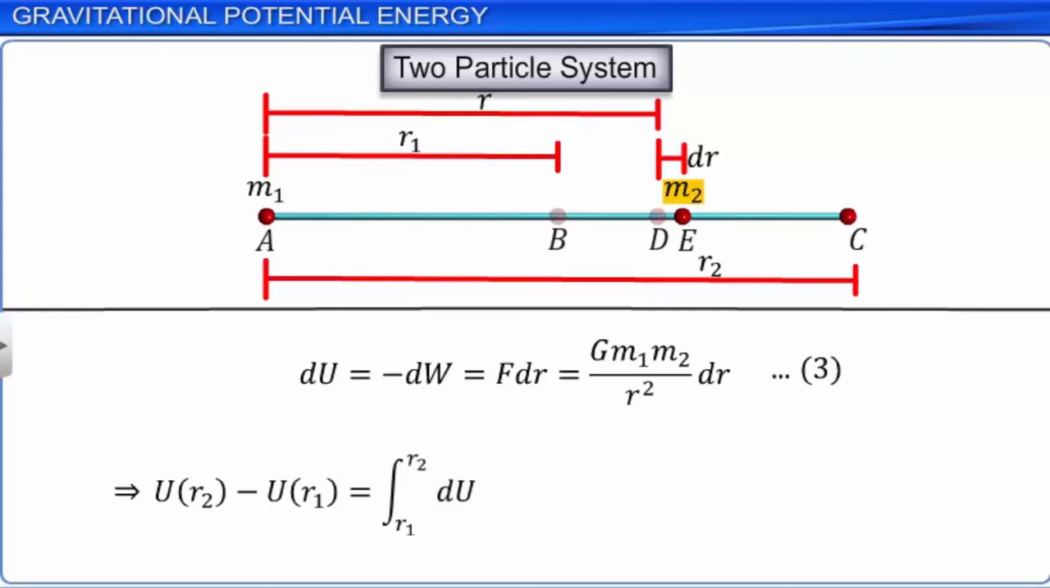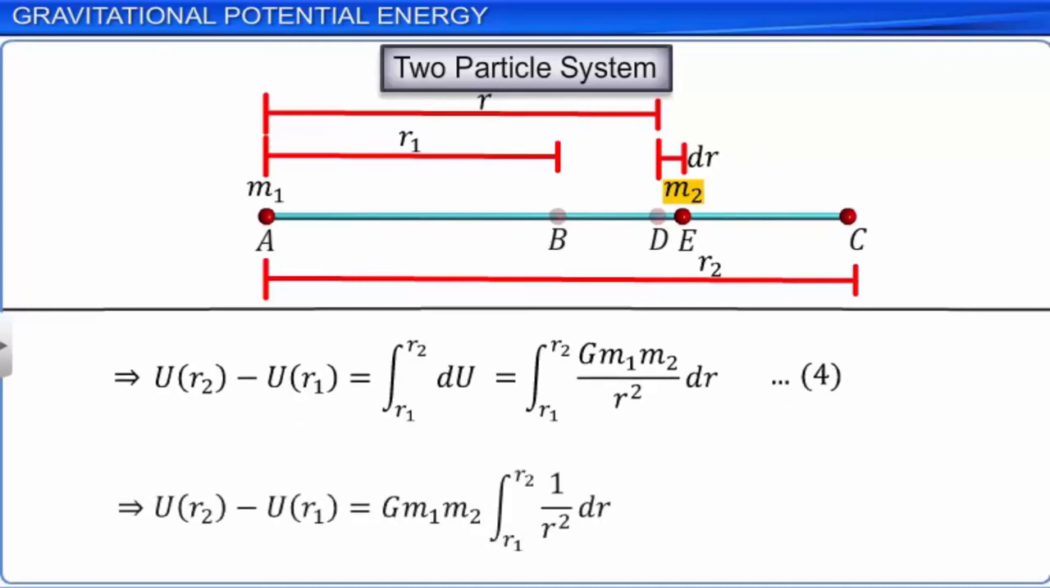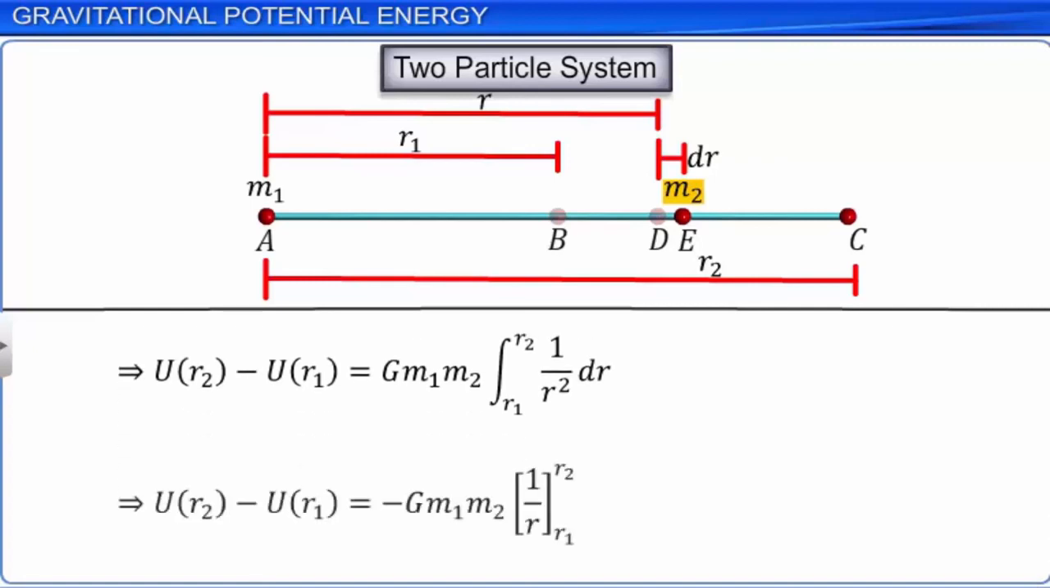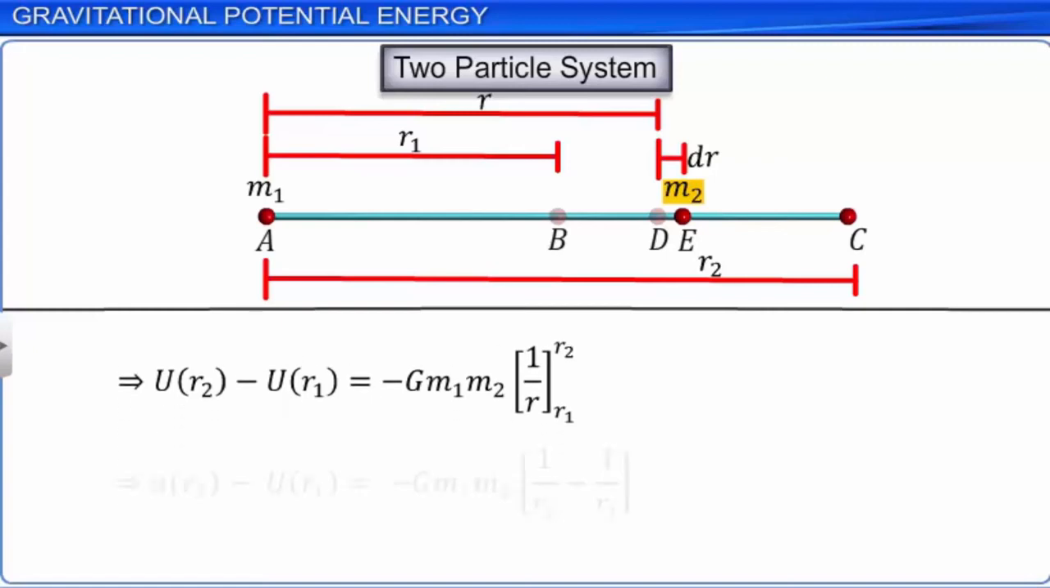On simplification, we get the expression Ur2 minus Ur1 is equal to G m1 m2 into (1 by r1 minus 1 by r2). Let this expression be equation 5. Now consider the distance between the two particles is infinity.